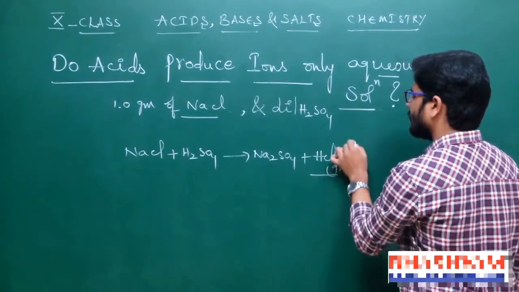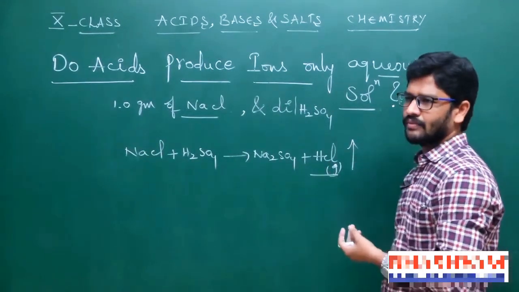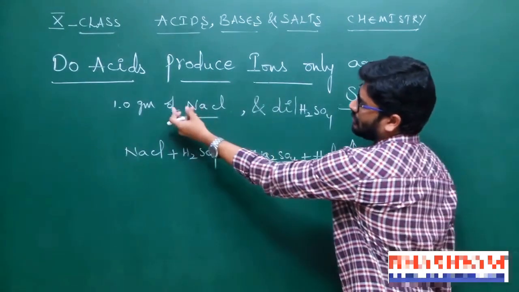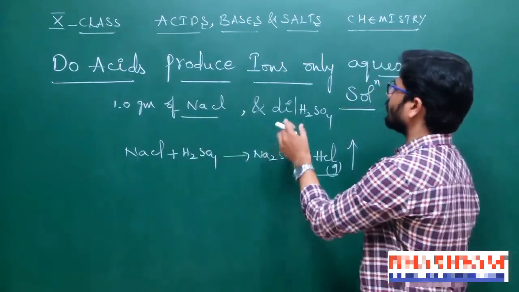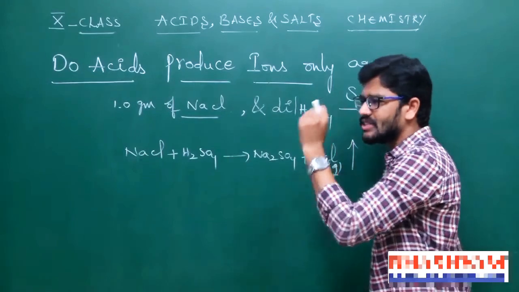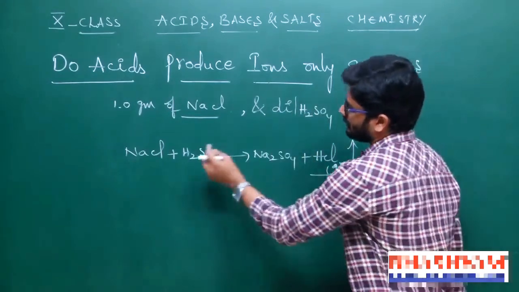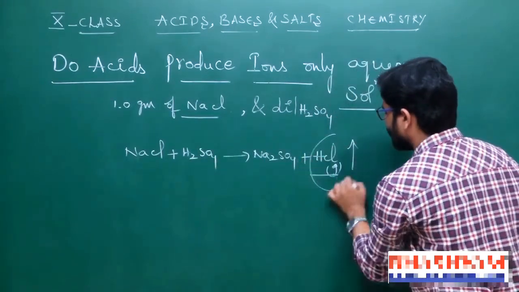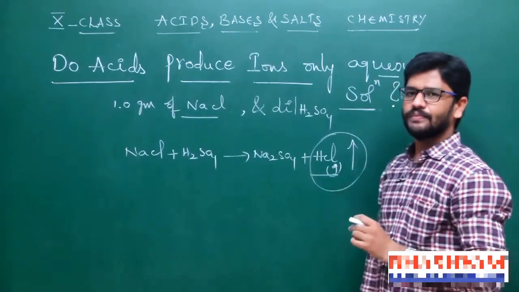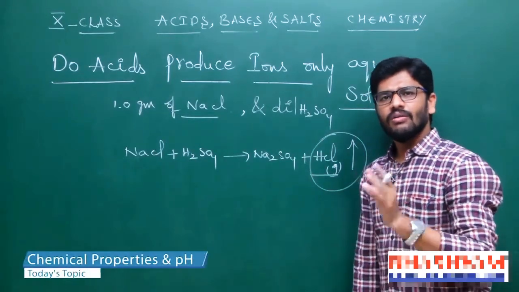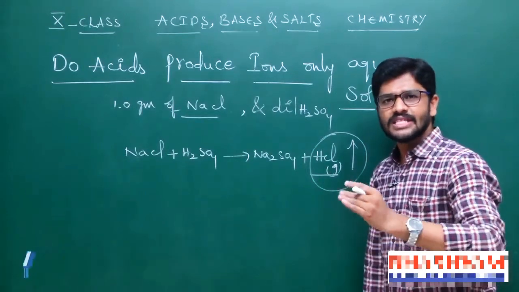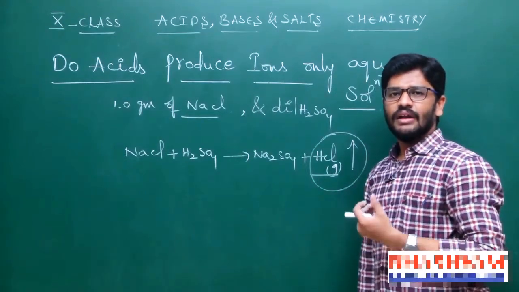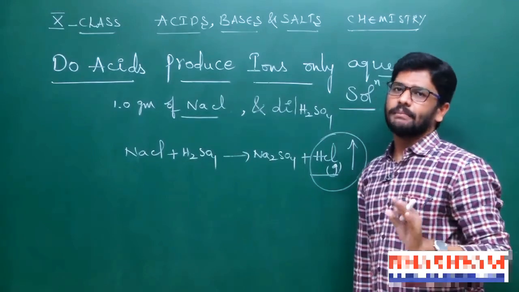Then HCl gas can be produced. First of all I consider 1 gram of NaCl in a test tube, and then we add some diluted sulfuric acid to that, then HCl gas can be produced. Now let us test the evolved HCl gas with dry and wet litmus papers.